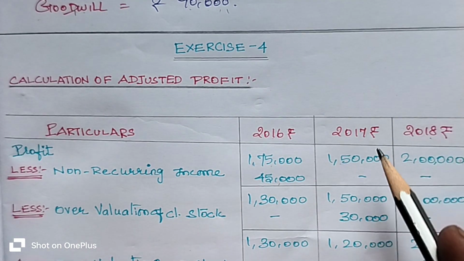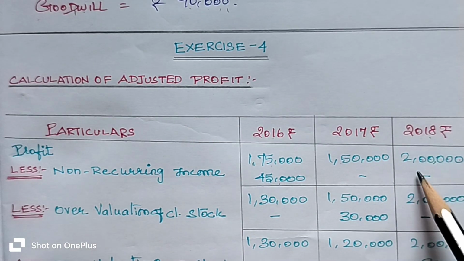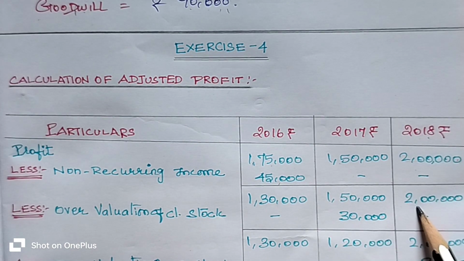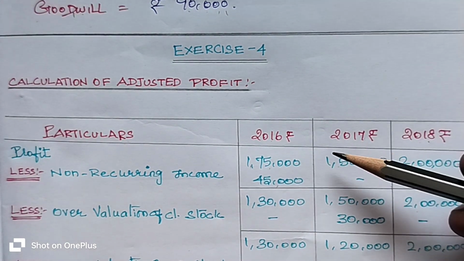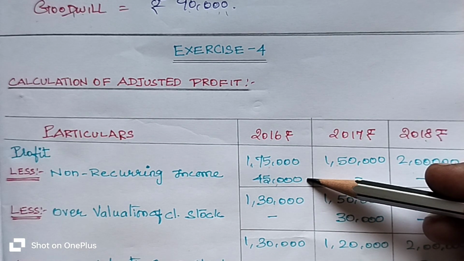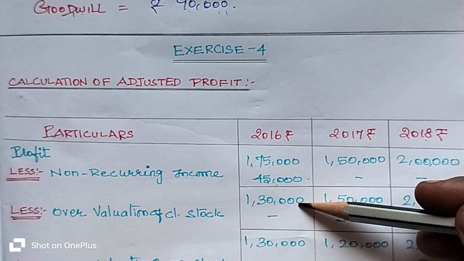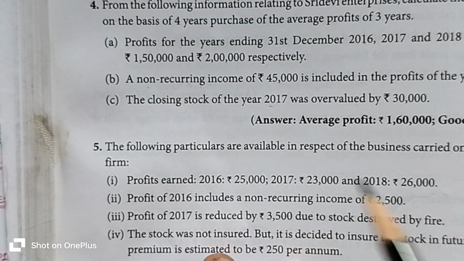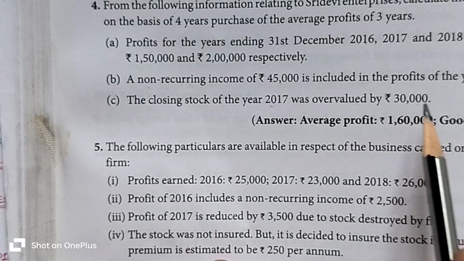And the rest of the year, 1,50,000, you have to enter here, and 2018, 2 lakh rupees, you have to enter. And listen, by luck only you get that 45,000 non-recurring income in the year of 2016. It's not repeated every year. So we have to subtract that non-recurring income from the profit. You will get 1,30,000 rupees. And the next point is, the closing stock for the year 2017 was overvalued by 30,000 rupees.